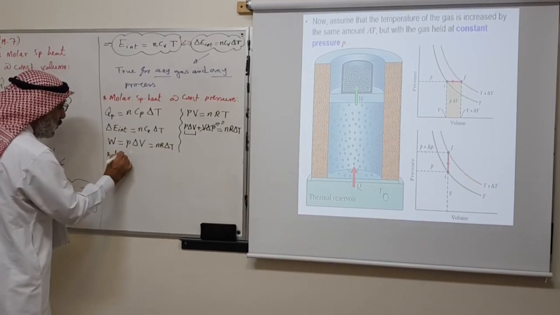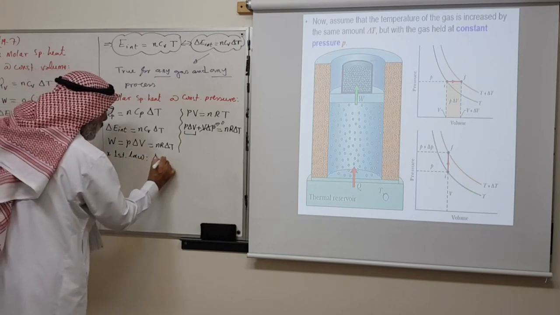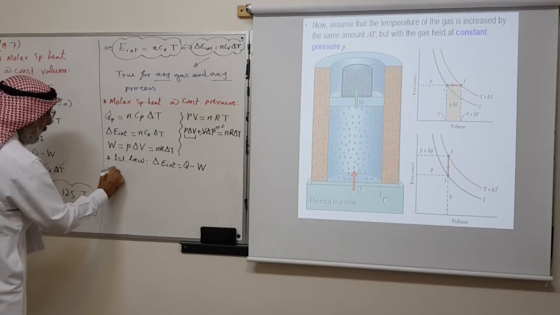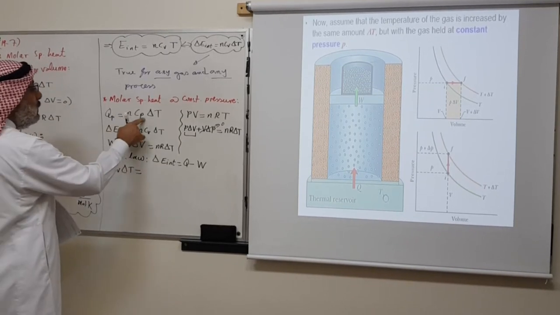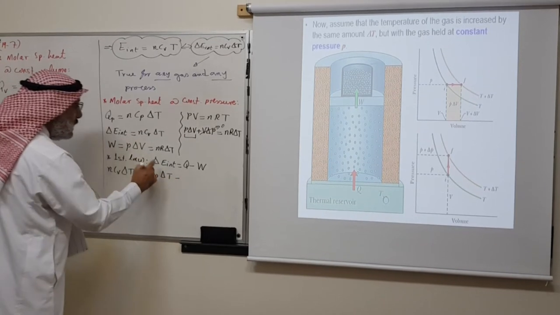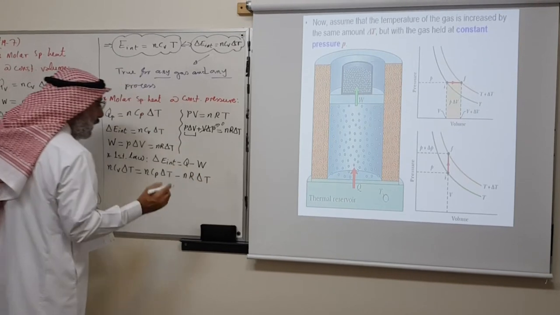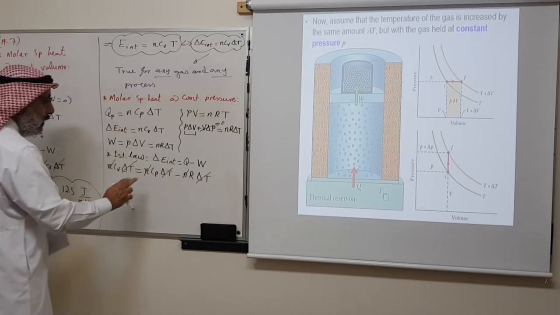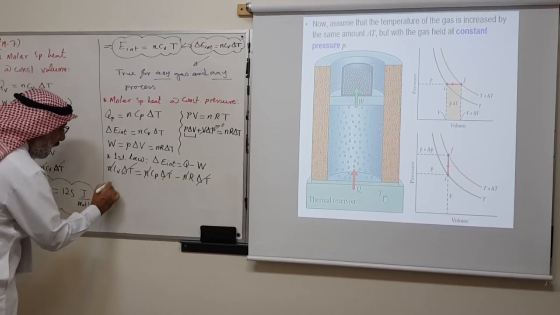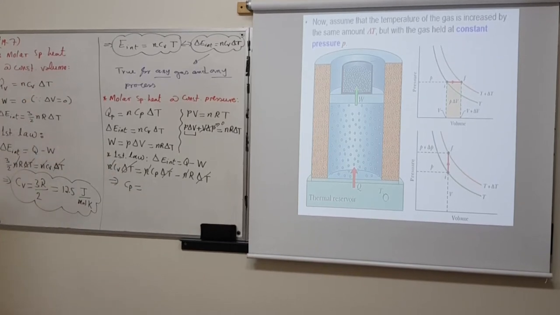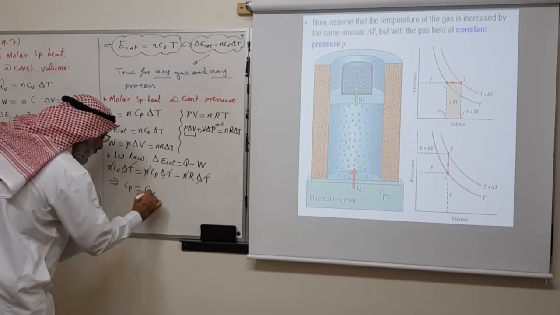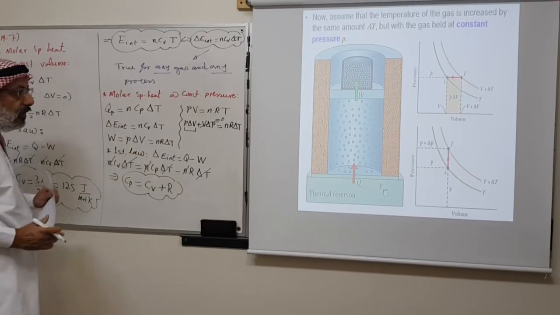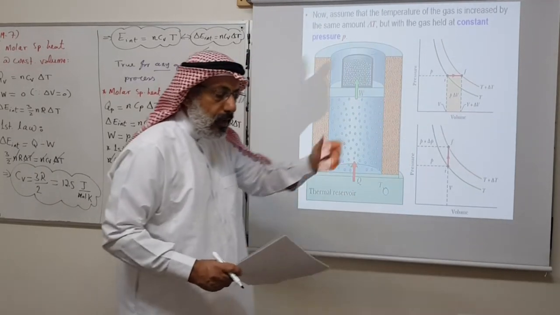Now apply the first law of thermodynamics, delta E internal is equal to Q minus W. So, n Cv delta T is equal to n Cp delta T minus nR delta T. Cancel the common things. n will cancel. Delta T will cancel. This is Cp that we are looking for. Take this one there, and you can see that Cp, the molar specific heat at constant pressure, is equal to the molar specific heat at constant volume plus R. So it is more than Cv because of the added work that we have there. It's more by a value of R.